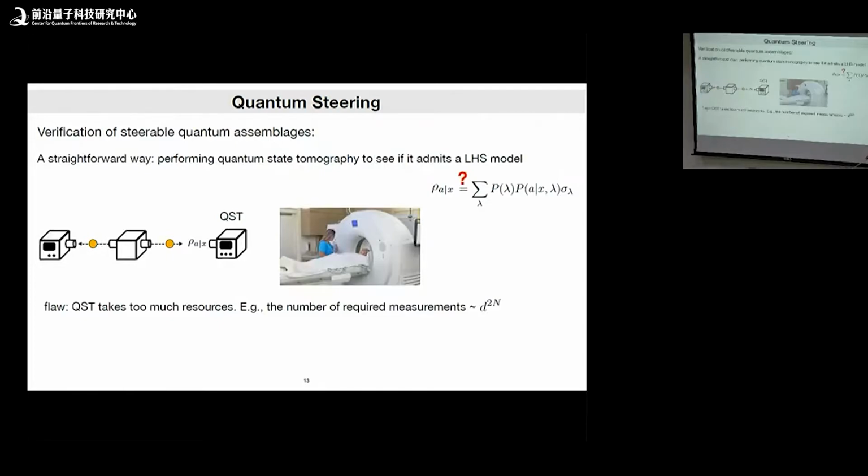Okay, so now we know that steering is a very useful resource. So naturally, it's very important to verify steerable quantum assemblages. One strategy is that we can perform quantum state tomography to see if this assemblage admits the local hidden state model. The idea is that we perform many rounds of this experiment, then we can eventually know what the state looks like, and analyze if this state admits this mathematical form. A flaw of this method is that it takes too many resources, and the number of required measurements is proportional to d to the power of 2n.